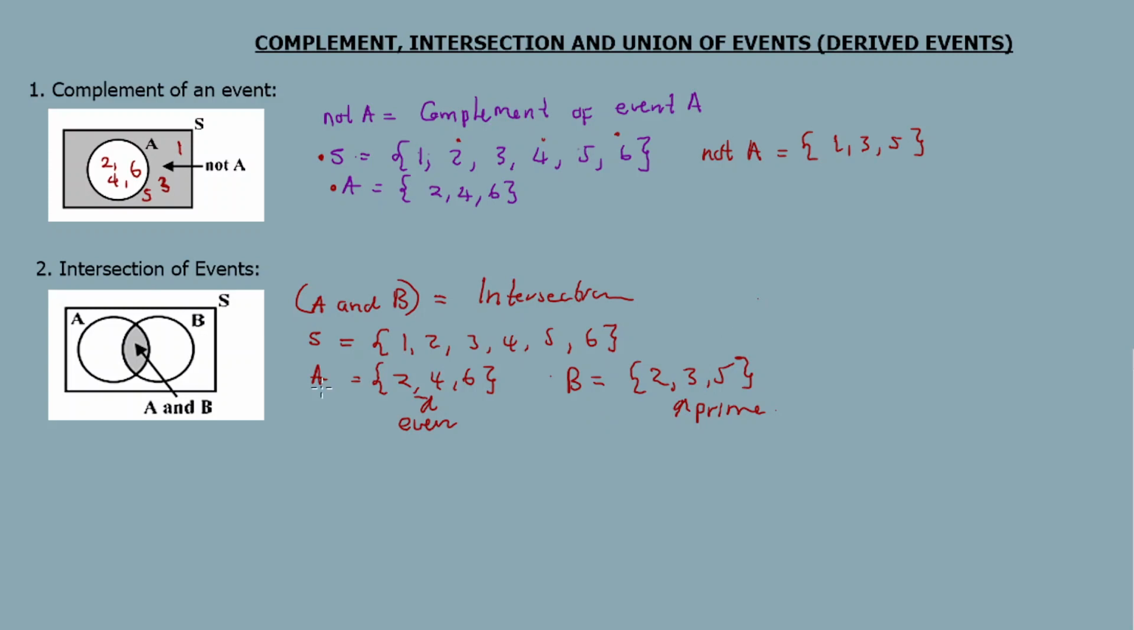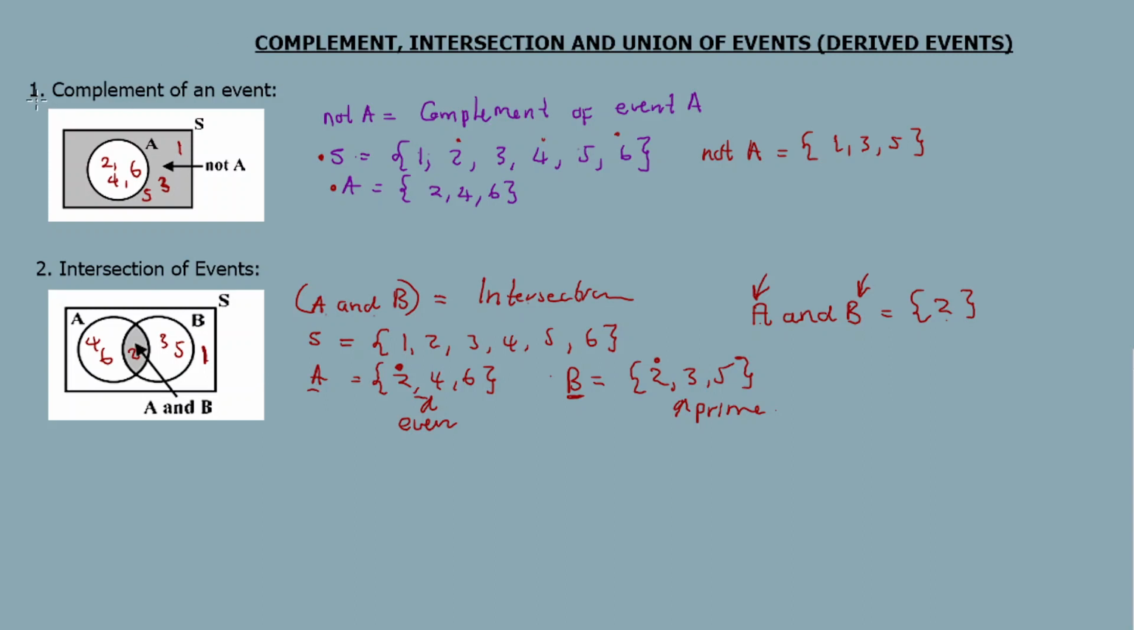You do realize that if you look at event A and event B we have something in common, which is 2. There's an outcome that is in common between the two events. So our intersection, A and B, simply says the outcome we find in both A and B. The element in both A and B is 2. So this is our intersection, 2. Then in B we have 3 and 5, and in A we have 4 and 6. Then outside I have 1. We can also say not A and not B is 1, right? More about derived events later.